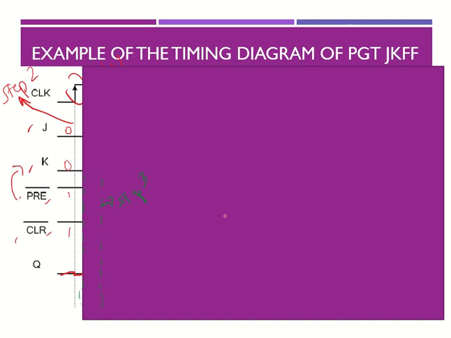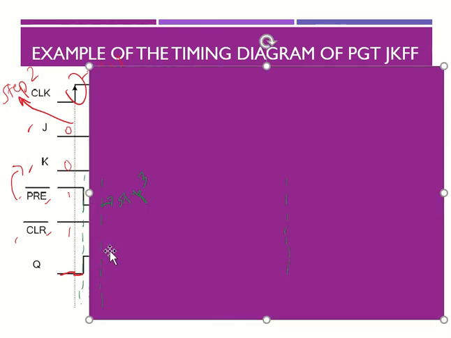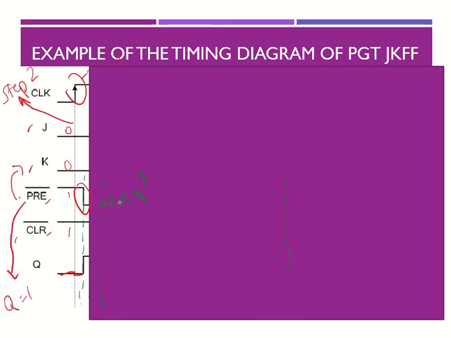So next, we go to the next step. Before you go to the next step, you see there is a pre over here. According to the rules, when you have a pre, you don't need to look at the clock. You just follow the pre. Since pre is activated here, when pre is activated, Q will be 1. When it is activated from 0 to 1, Q is all set over here.